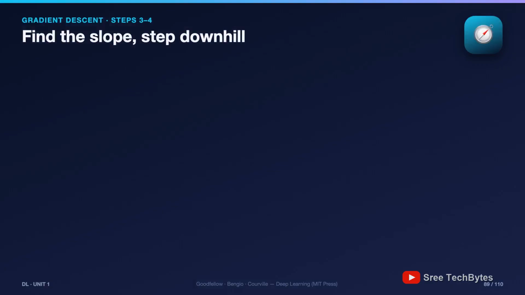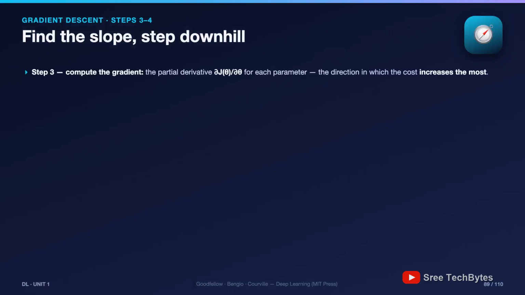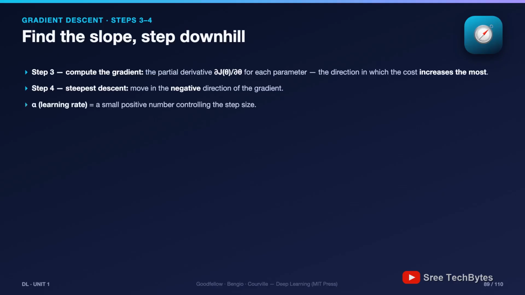Steps 3 and 4, the mathematical heart of deep learning. Find the slope, step downhill. Step 3, compute the gradient, the partial derivative of the cost with respect to each parameter. The gradient answers one question: in which direction does the cost increase fastest? Step 4, move the opposite way. The update rule, and if you memorize one formula from this unit, this is it: theta becomes theta minus alpha times the gradient. Let's decode the sign because it trips everyone at least once.